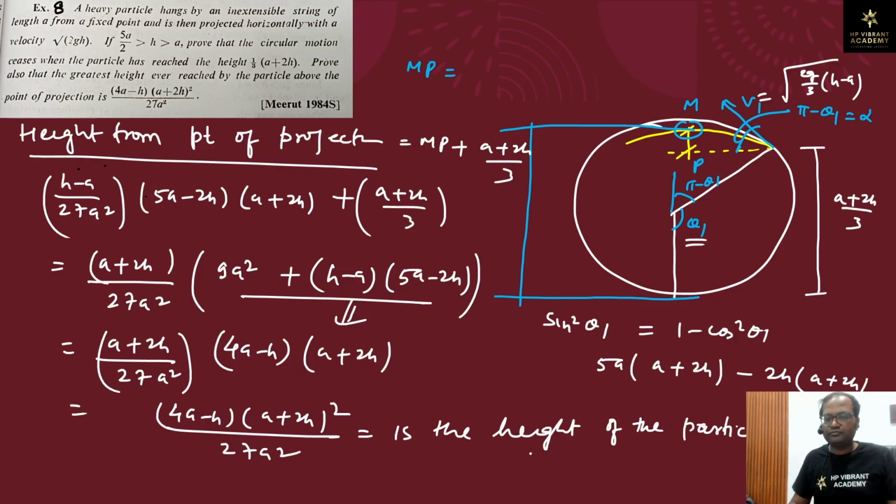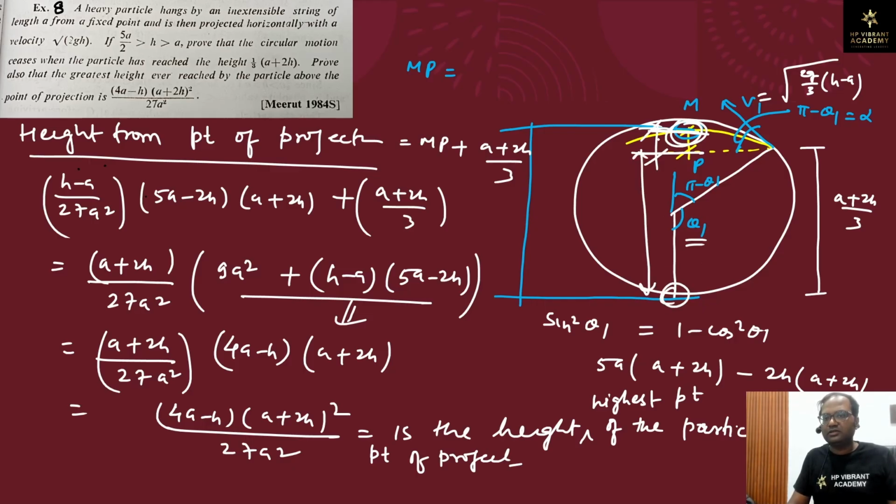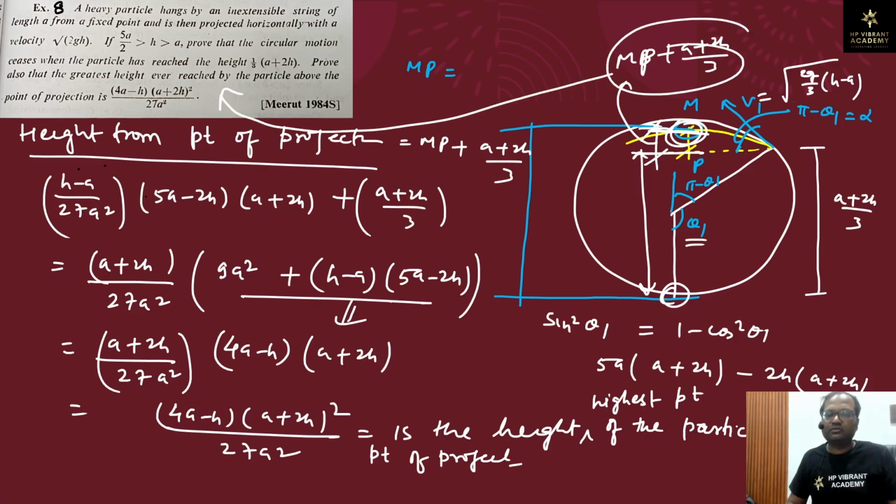This is the height of the highest point of the particle from the point of projection. So in the projectile motion we have calculated this particular height. This is MP, and from the point of projection we have to find, so we will add this particular distance to this height of the projectile. This particular height is MP plus (a plus 2h) upon 3. So this is the total height that is required in the question.